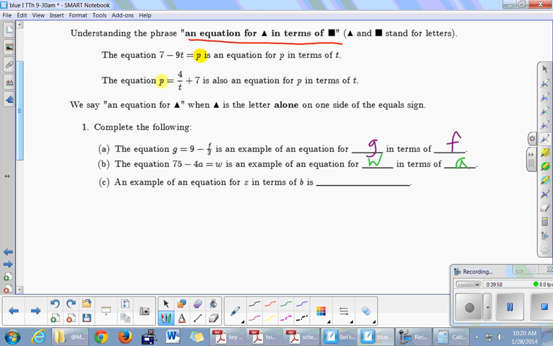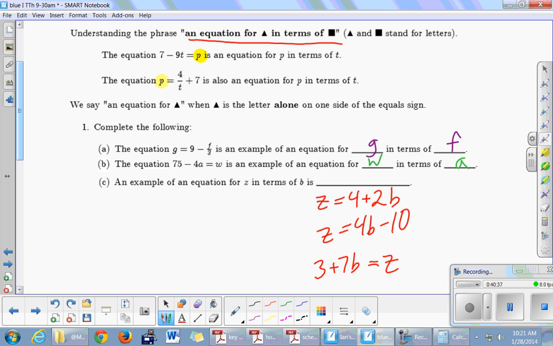Yes. Z equals 4 plus 2b. Is this correct? Z by itself, an equation for Z. Perfect. Somebody else we haven't heard from yet today? Which is most of us. Yes? 4b minus 10. Is that okay? Good. Can somebody give me an equation where the Z is on the other side? Yes. 3 plus 7b equals Z.